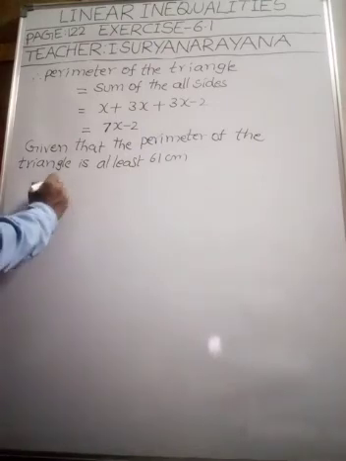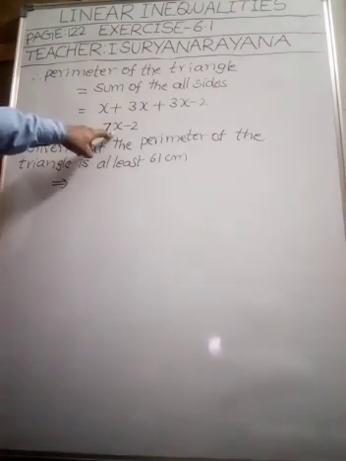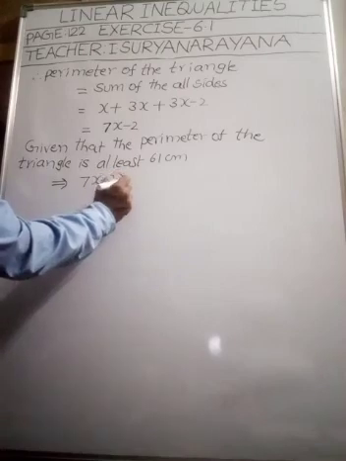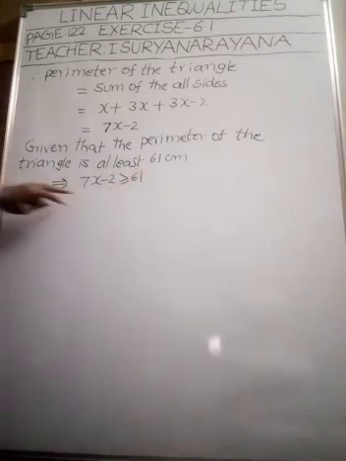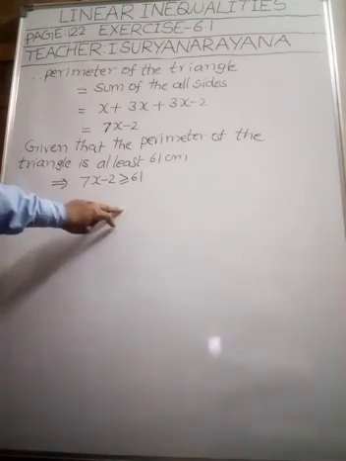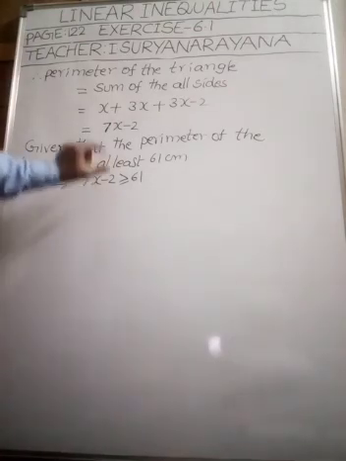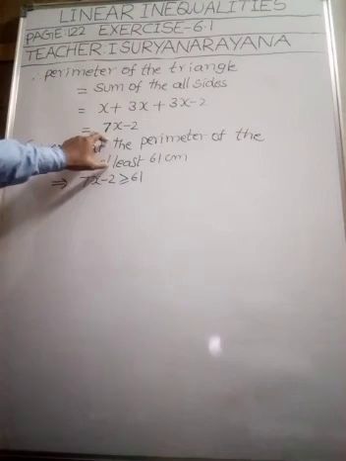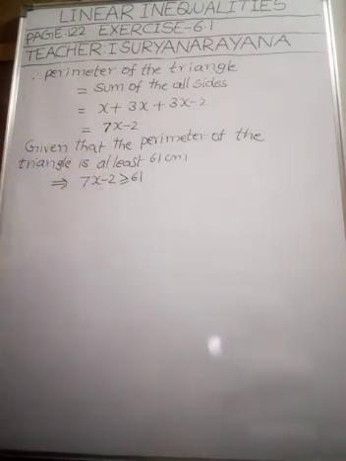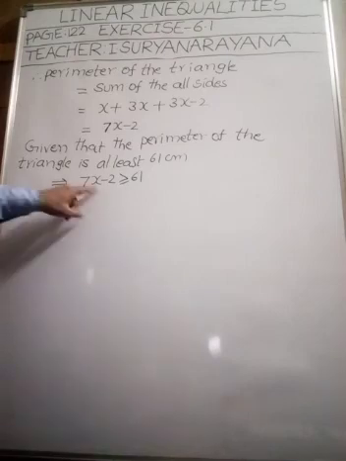This implies, actually what is the perimeter of the triangle we got here? 7x minus 2. This implies 7x minus 2 is greater than or equal to 61. You have to write this inequality, my children. They did not give this inequality. By understanding this condition, we have to write this inequality. Okay, my children, understood this step?